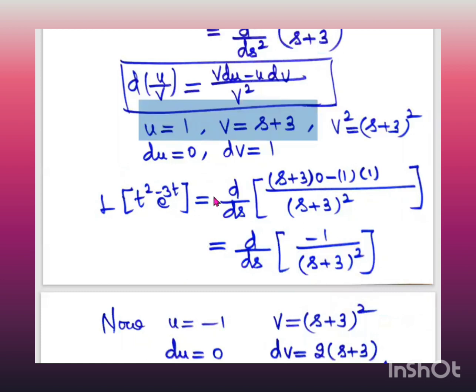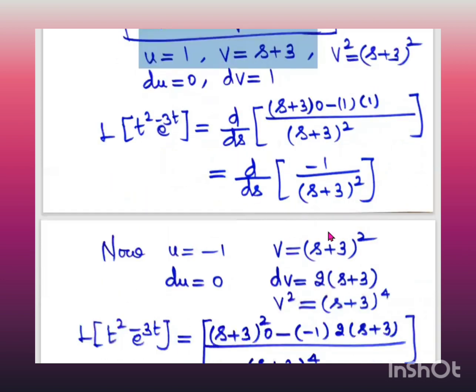After differentiating, next we are going to differentiate again, right? So d by ds of, one time you are differentiating, v du minus u dv divided by v square, where v is s plus 3, du is 0, u is 1, dv is 1, divided by s plus 3 whole square. So d by ds: 0 into s plus 3, the first term will be 0, the second term will be minus 1 divided by s plus 3 whole square.